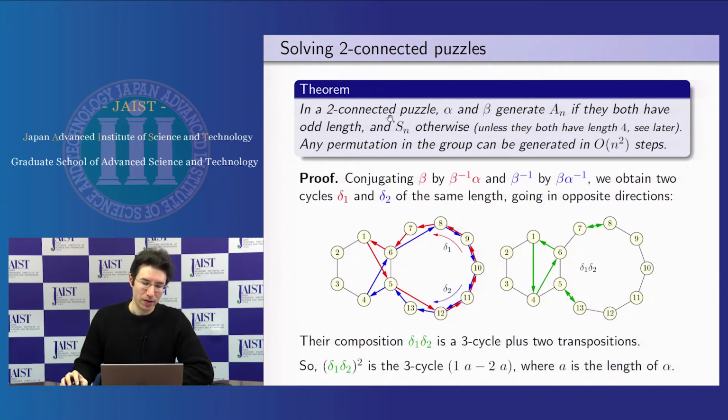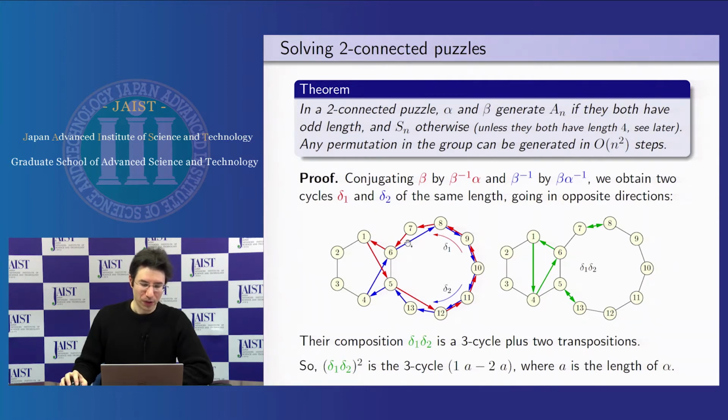Now we can extend this theorem to all 2 connected puzzles, except the ones that have 2 cycles of length 4. And these we will study later. However, for the others, we have a similar theorem. So if both alpha and beta are odd in length, we can generate An, otherwise Sn, also in n squared steps.